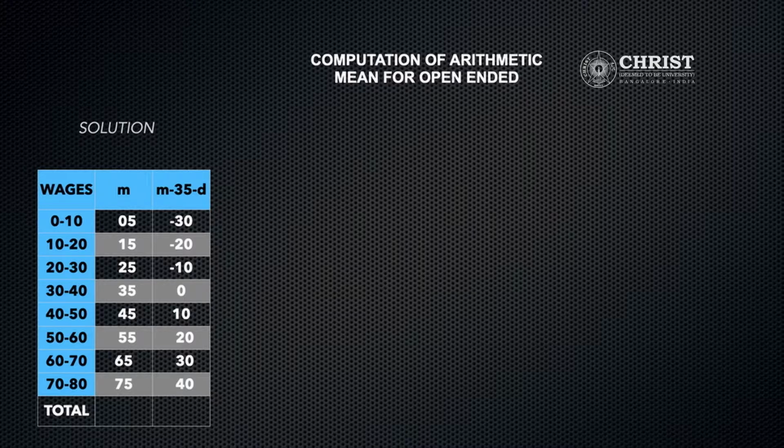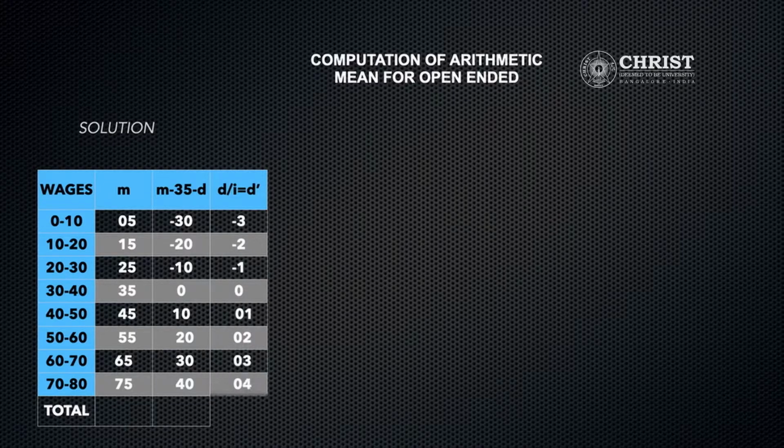So we are taking deviations from the mid values: minus 30, minus 20, minus 10, 0, 10, 20, 30 and 40. Now D dash we will calculate. That is D values divided by class interval. Class interval is 10 in this case. So that is minus 3, minus 2, minus 1, 0, 1, 2, 3 and 4.